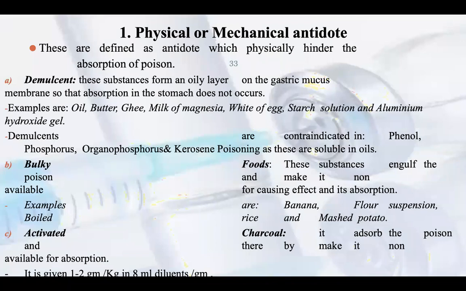Third is activated charcoal. Now what does it do? It adsorbs the poison and thereby makes it non-available for absorption. It is given 1 to 2 gram per kg in 8 ml diluent per gram.